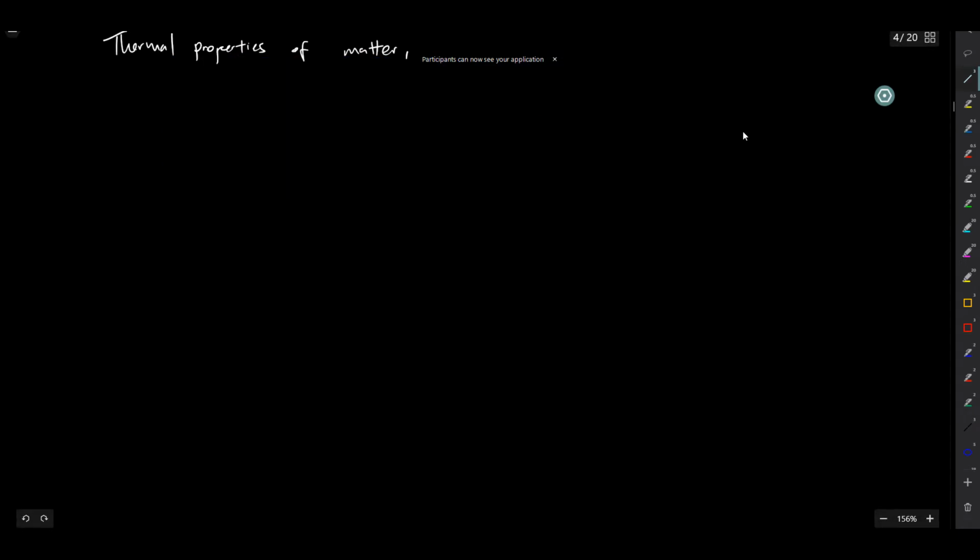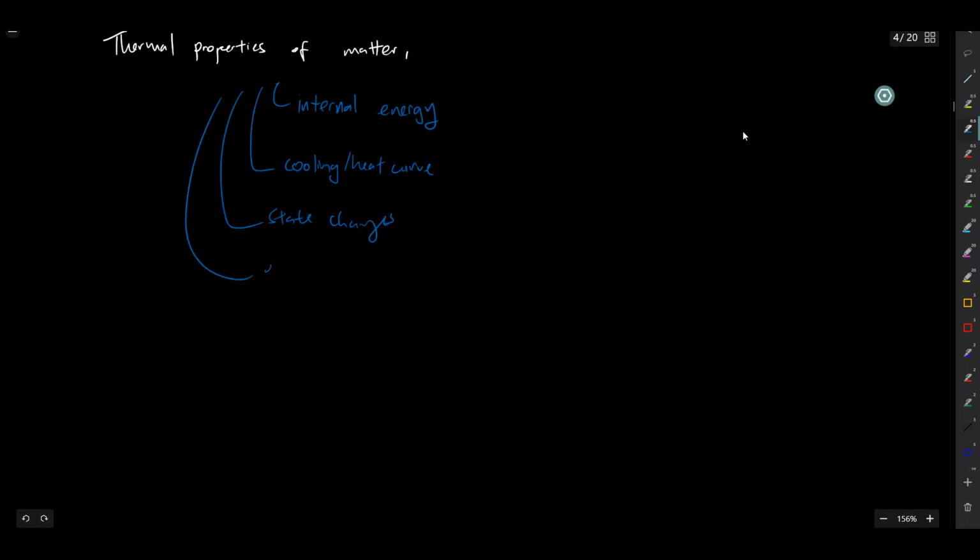Okay, thermal properties of matter. In this chapter, we're going to learn about quite a few things. First, the idea of internal energy. What is internal energy? Later we'll talk about it, and then we're also going to learn about the cooling and heating curve, and then state changes, and then evaporation and boiling. So four main things to talk about. Quite a big chapter. Okay, let's just dive into it. Now first one, internal energy.